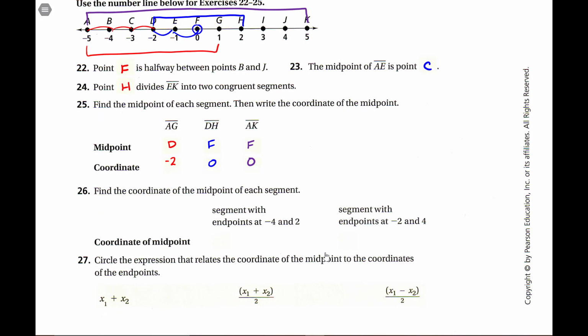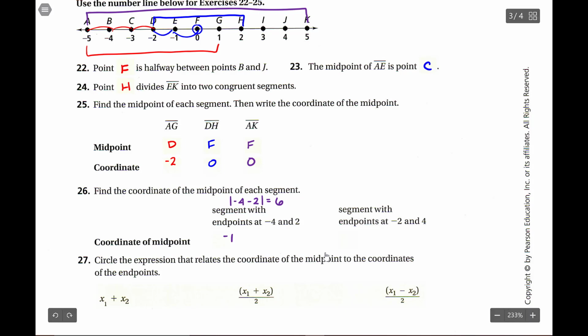26. Find the coordinate of the midpoint of each segment. So we have a segment with endpoints at -4 and 2, so that would be -4 minus 2. That's going to be -6. So we take the absolute value of that, which is positive 6. Half of 6 is 3. So we can move 3 units to the right of negative 4 or 3 units to the left of 2. In either case, negative 4 plus 3 is negative 1. 2 minus 3 is also negative 1.